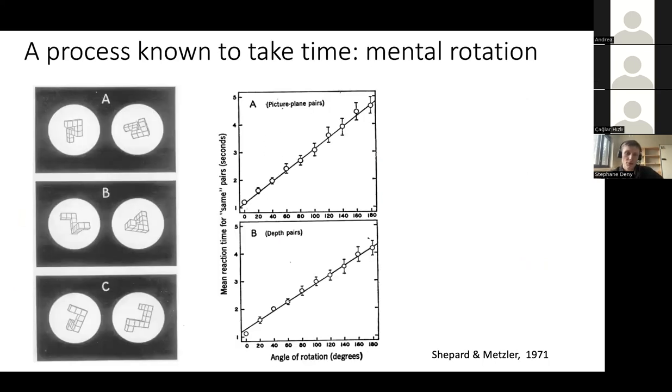So here we'll focus on another process that is known to also take time in the brain. And this process is called mental rotation. Mental rotation is the process consisting in comparing two figures that are seen from different viewpoints. And the question that is asked is whether these two figures are the same up to a rotation or if they are different.